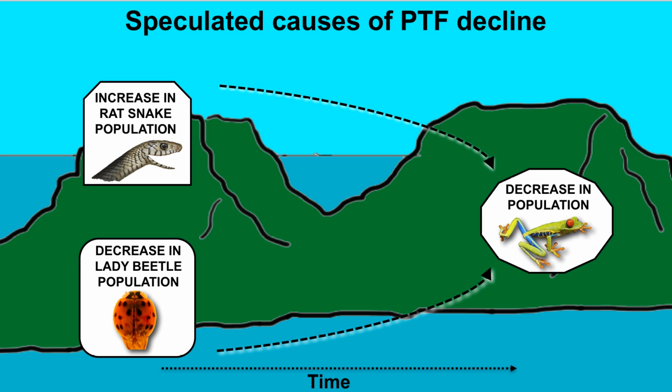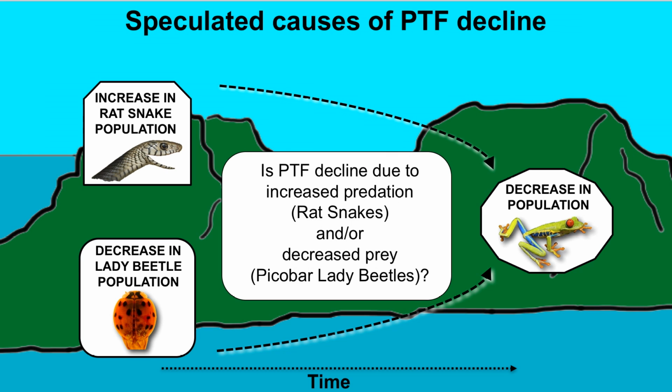So in our research, we looked for evidence that might help us answer this question. Is the decline of the Picobar tree frog due to increased predation by rat snakes and/or the decreased availability of an important diet item, the Picobar lady beetle? We started with the snakes, a seemingly less complicated matter.